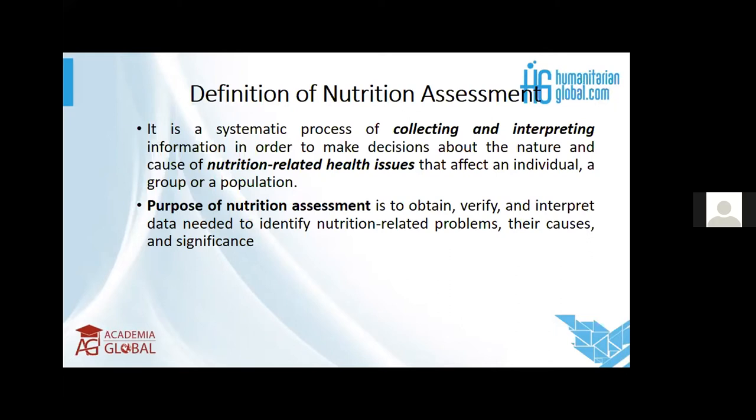So that we can have a care plan. The core purpose of nutrition assessment is to obtain data, to verify that data, and to interpret that data so that we can identify the nutrition-related problem, what are its causes, and what is its significance. Thereafter, we can come up with a nutrition intervention. That is the simplest definition of nutrition assessment.